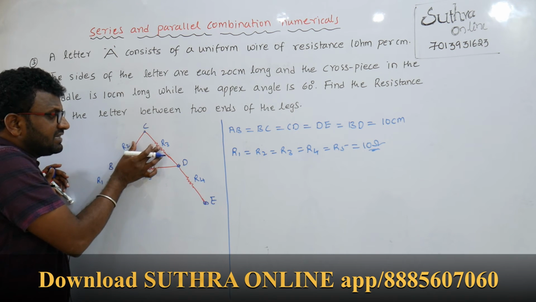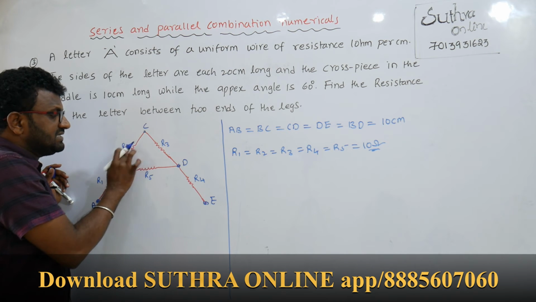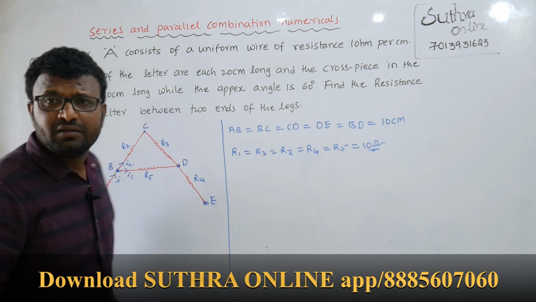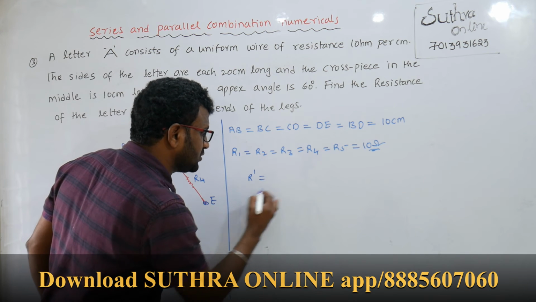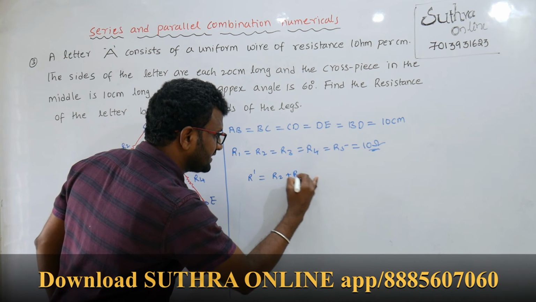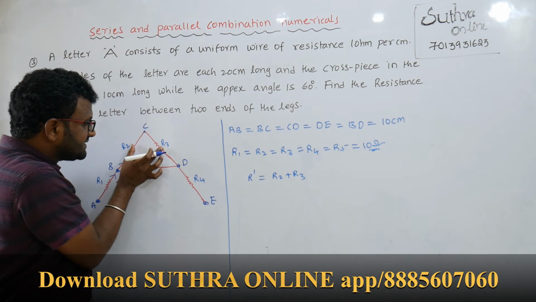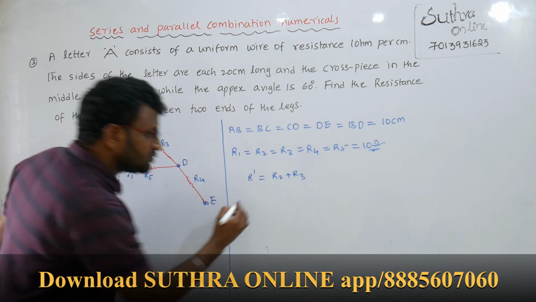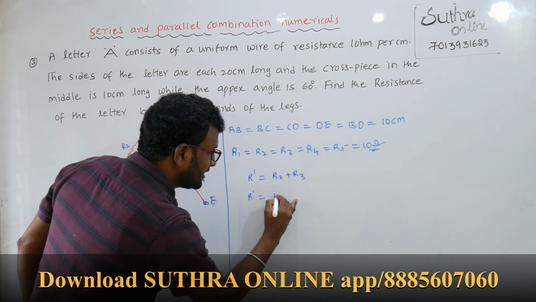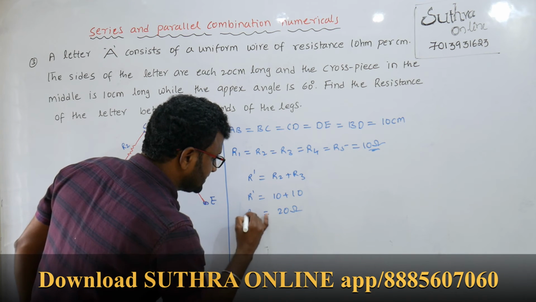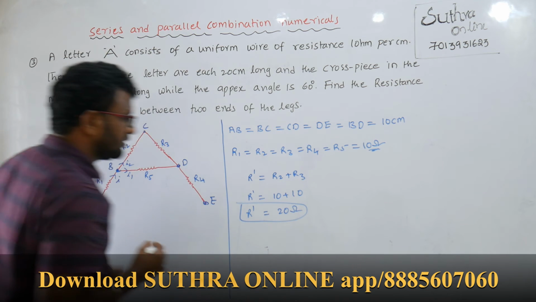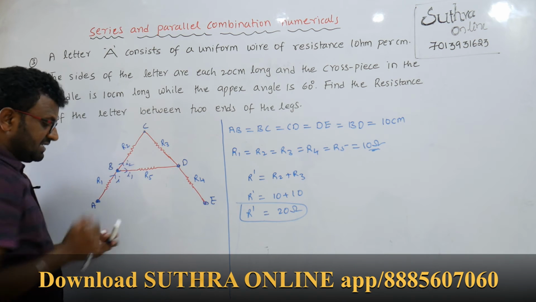That means these two resistances, R2 and R3, are in series connection. Then the effective resistance R dash is equal to R2 plus R3, because these two resistances are in series. So R dash is equal to 10 plus 10, which is nothing but 20 ohms.